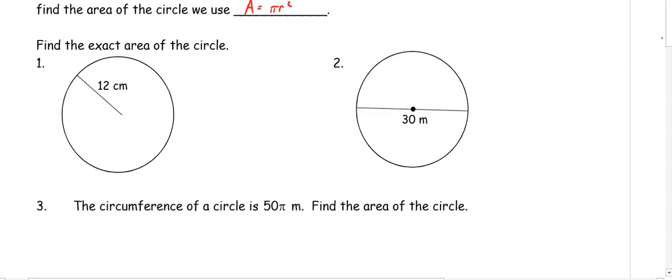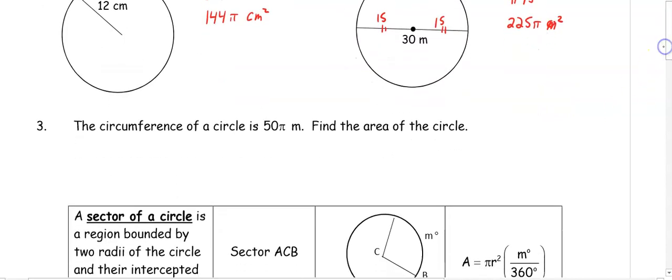So number one, we already have our radius is 12, so we have pi 12 squared, which gets us 144 pi centimeters squared. In number two, we have the diameter, so we know that the diameter is equal to 2 radii, so we're going to split that in half, 15. So when we go to find our area then, it's just pi 15 squared, which is 225 pi meters squared.